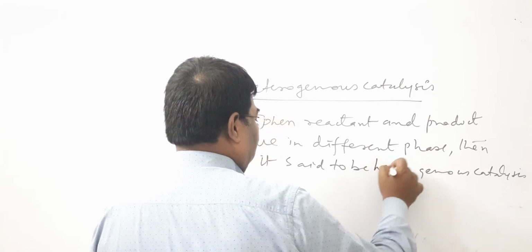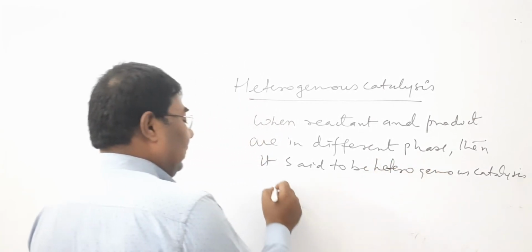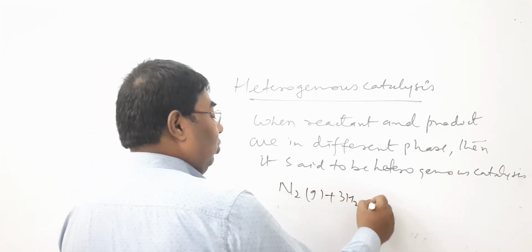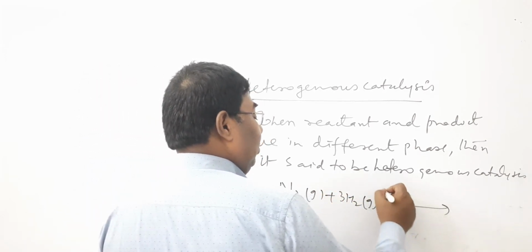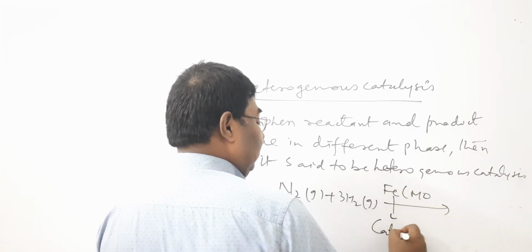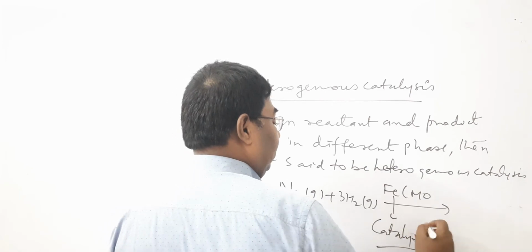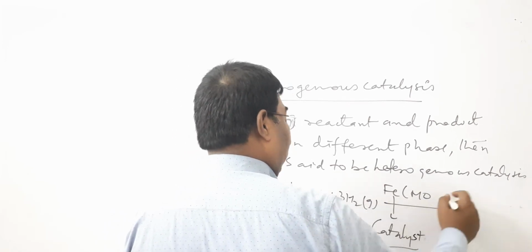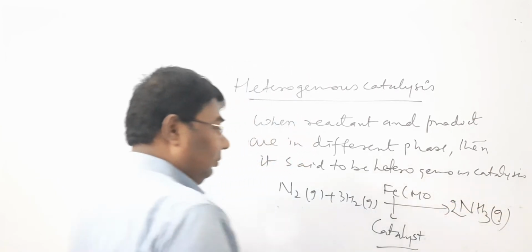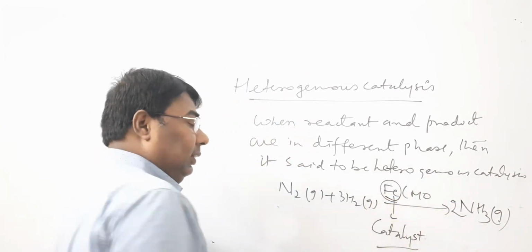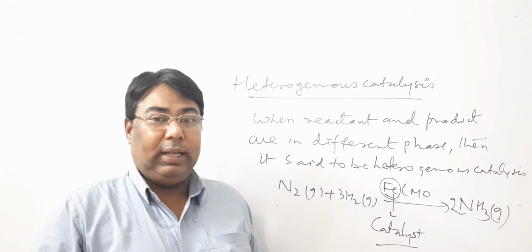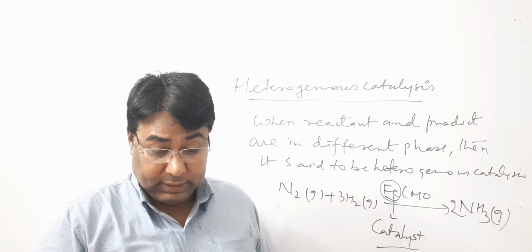Example of heterogeneous catalysis: N2 gas plus 3H2 gas. Here we use iron as a catalyst. This is the catalyst, which is in the solid form. It forms ammonia, NH3 gas. Here iron is in the solid form, but the reactants are in the gaseous form. So it is an example of heterogeneous catalysis.